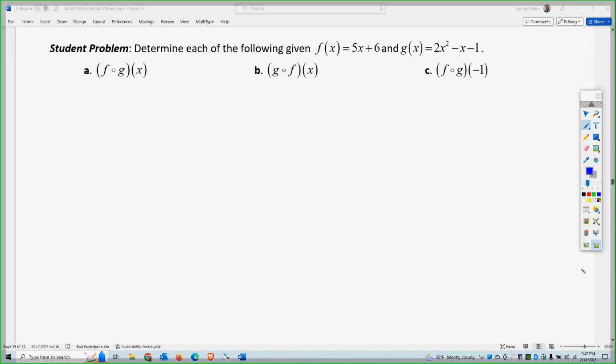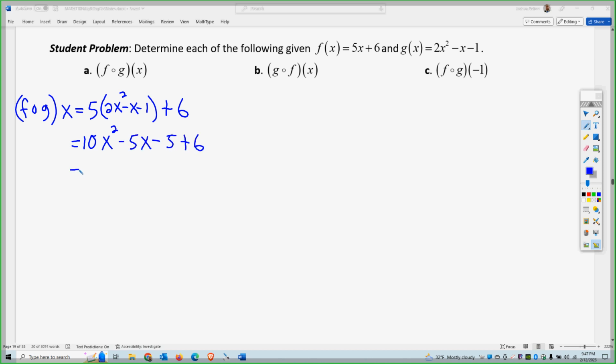Okay, so these should be different, correct? So we'll do f of g of x. That means we're going to take the f function first, so 5 times x plus 6. And we're going to plug in the g, so that's 2x squared minus x minus 1, right? So g is going into f. I said that backwards. All right, so that's 10x squared minus 5x minus 5 plus 6. We'll combine like terms, so you have 10x squared minus 5x plus 1.